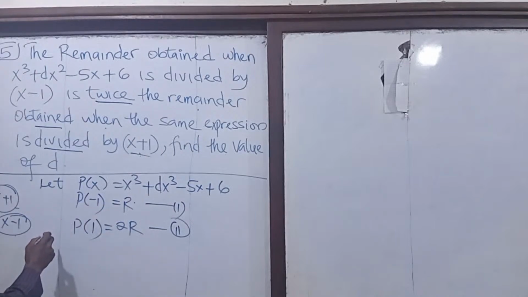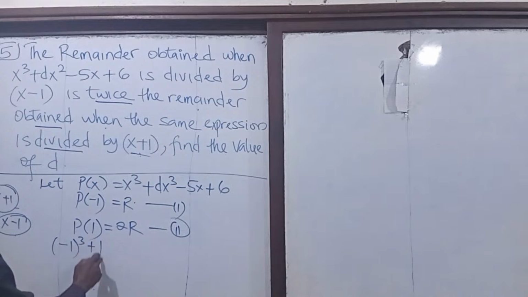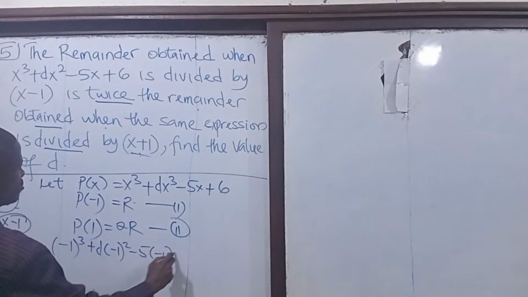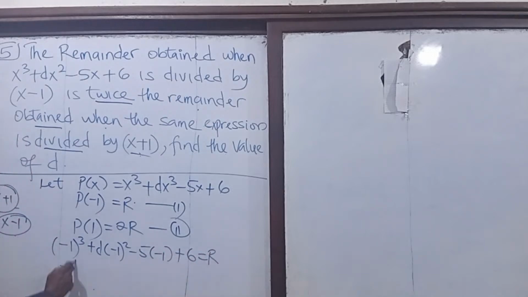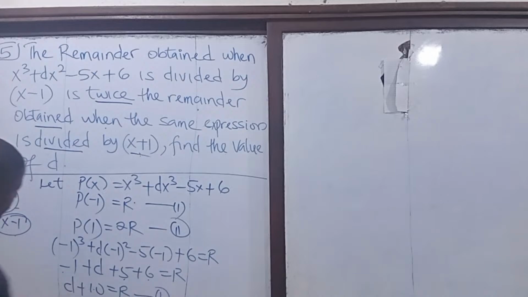Minus 1, we're going to have minus 1 cubed plus d times minus 1 squared minus 5 times minus 1 plus 6 equals R. It will be minus 1 plus d plus 5 plus 6 equals R. That gives us 11 minus 1, so we have d plus 10 equals R, according to equation 1.